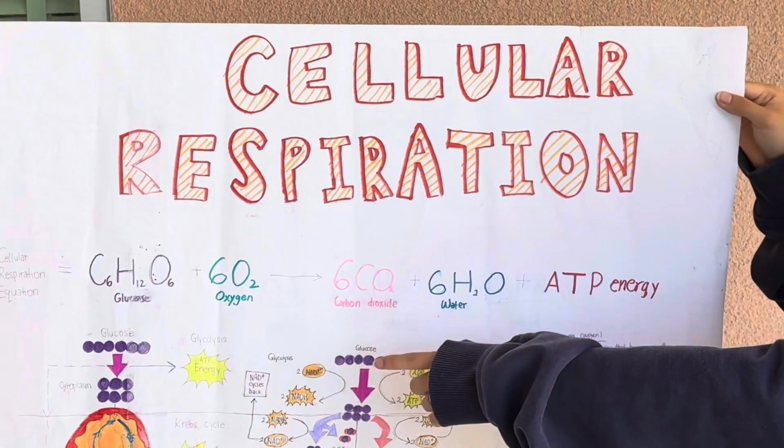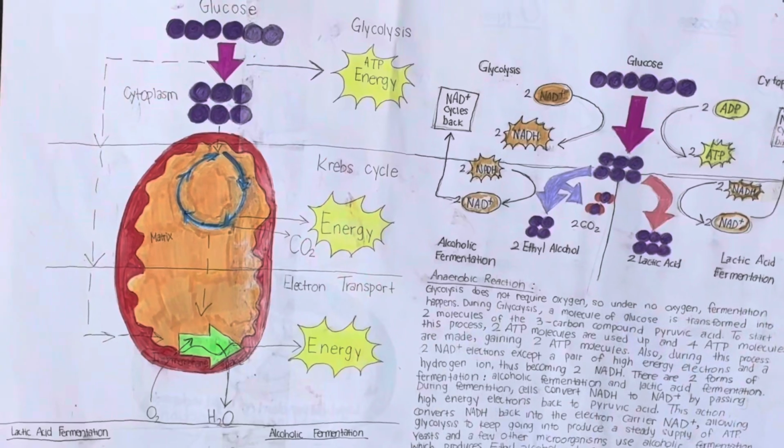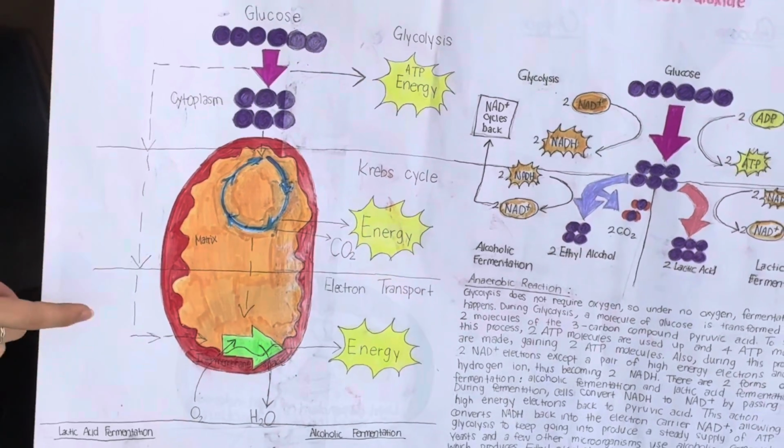Cellular respiration, and this is the equation: glucose plus oxygen is converted to carbon dioxide plus water and ATP energy. These are the 3 stages of cellular respiration.